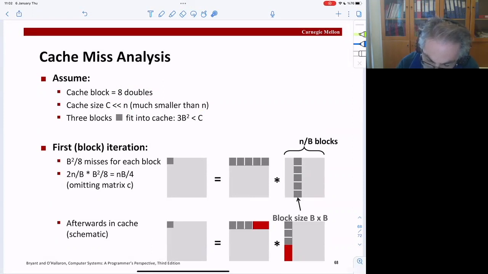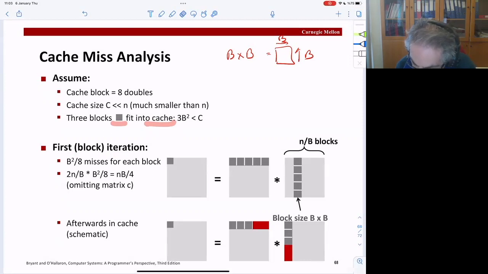And here we have a new condition, which is that the 3 blocks fit into the cache. Remember that B was the block size. So let's look at our first block iteration. In the first block iteration, remember, this is my block here, and this is A and C.